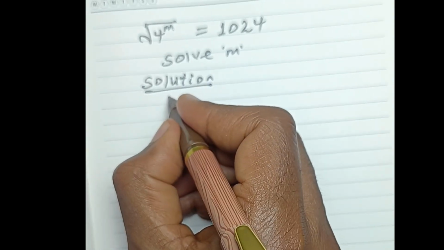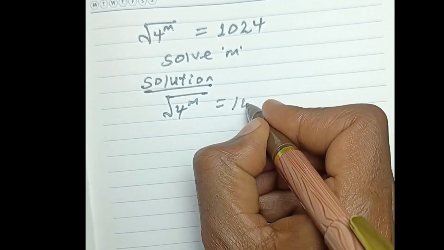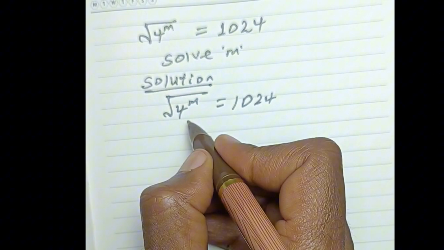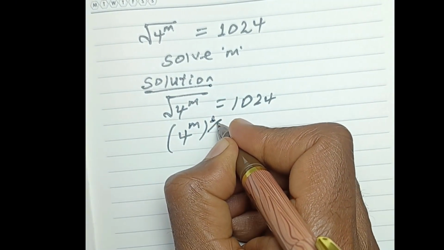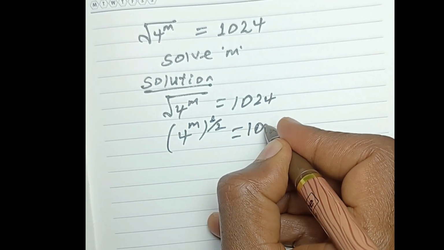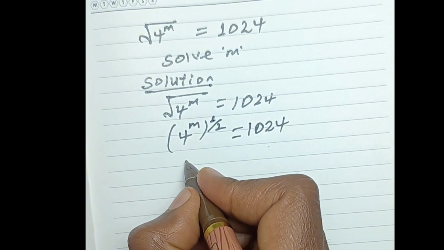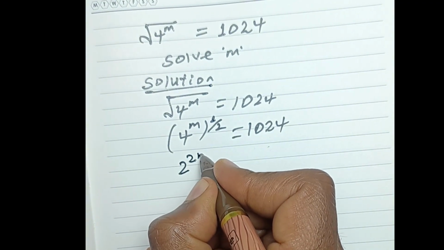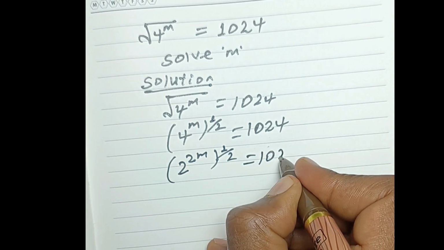The square root of 4 to the power of m equals 1024. It can be written as 4 to the power of m, to the power of 1 over 2, which equals 1024. So this can be written as 2 to the power of 2m, to the power of 1 over 2, which equals 1024.